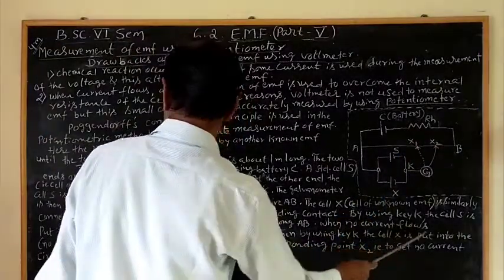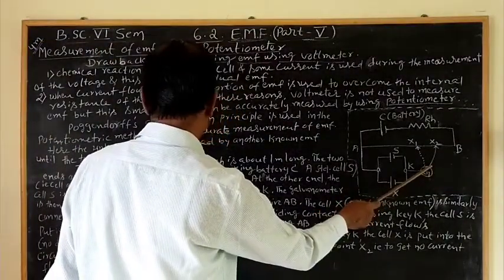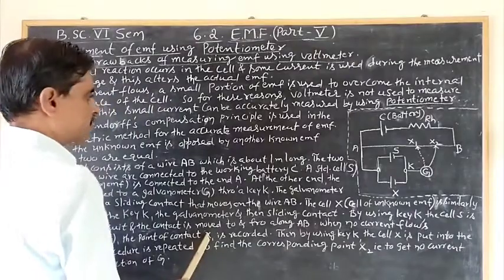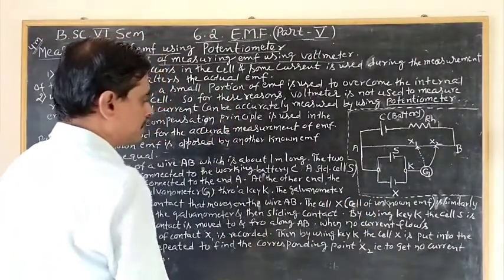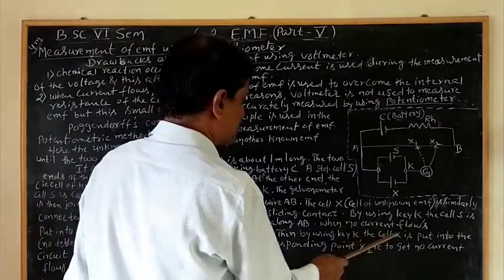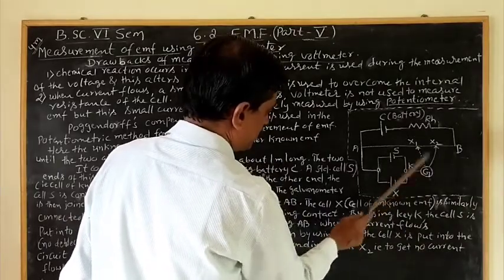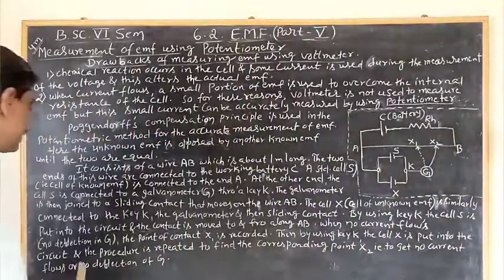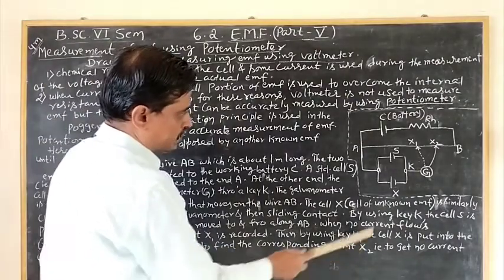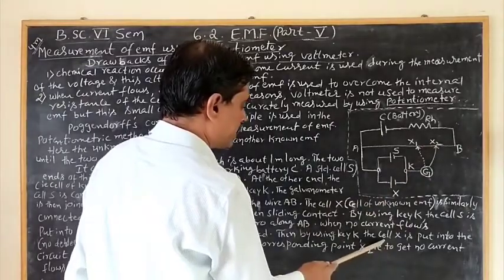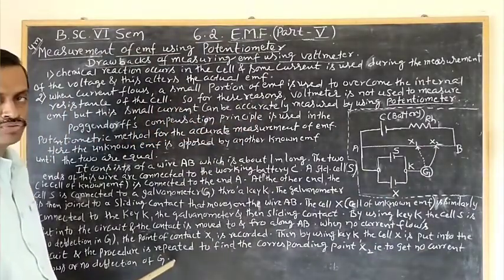When no current flows, there is no deflection in G. If there is no deflection in G, it means no current flows. The point of contact X1 is recorded. Then by using the key K, the cell X is put into the circuit, the other is removed, and the procedure is repeated to find the corresponding point X2, that is, to get no current flow or no deflection of G.